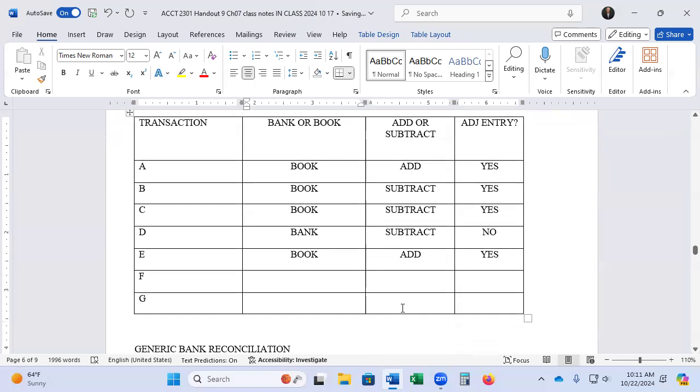Insufficient funds checks or NSF checks. The bank knows about them, but we don't. So we have to adjust the book. It's going to reduce our balance. And because it's a book, we have to make an entry. Outstanding deposits. The bank isn't aware of them. It's going to add to the balance, and we don't make entries for the bank balance.